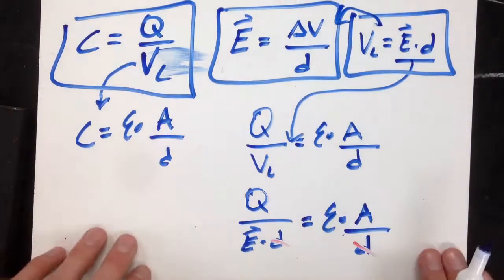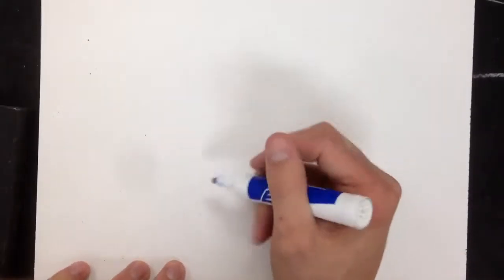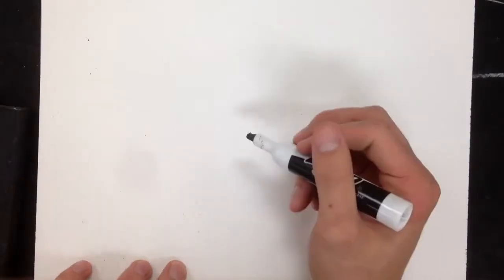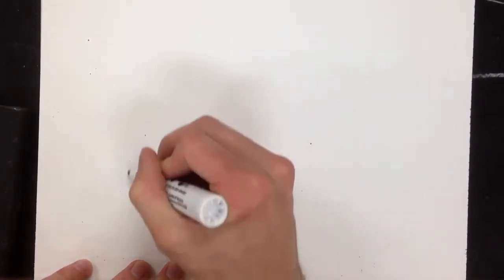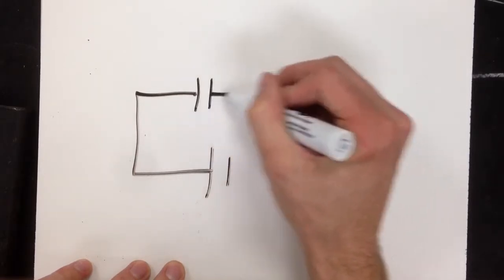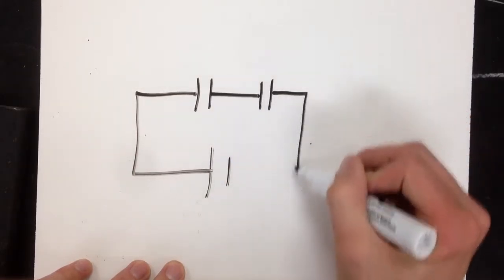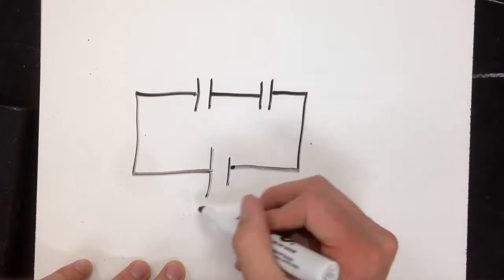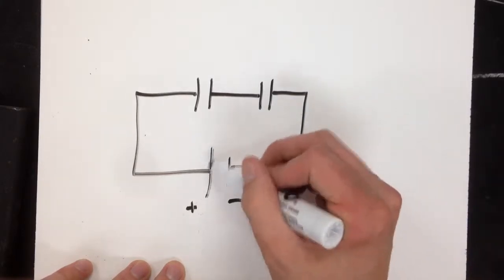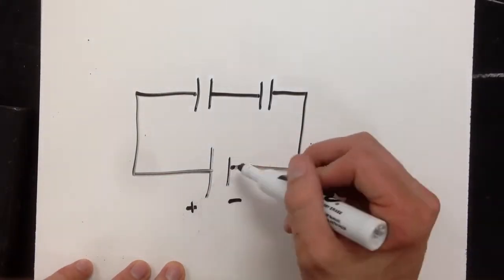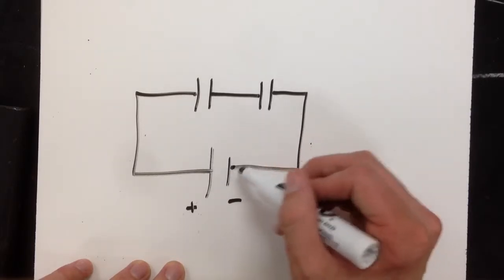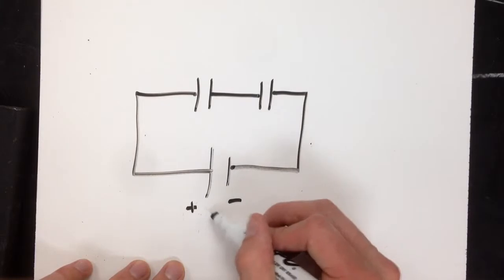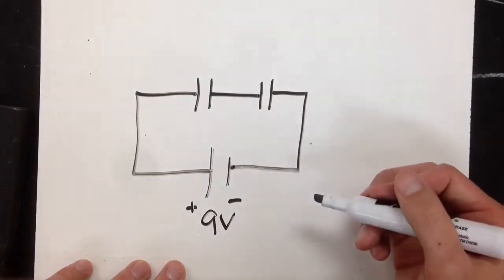Now, how do capacitors work in a circuit? In a circuit, we're going to have some symbols that we need to talk about. Let's say I've got two capacitors in series with each other, connected to some battery. This is the symbol for a battery. You've got a long line and a short line. The long line represents your positive terminal, and the short line represents your negative terminal. Let's say this battery is a 9-volt battery.